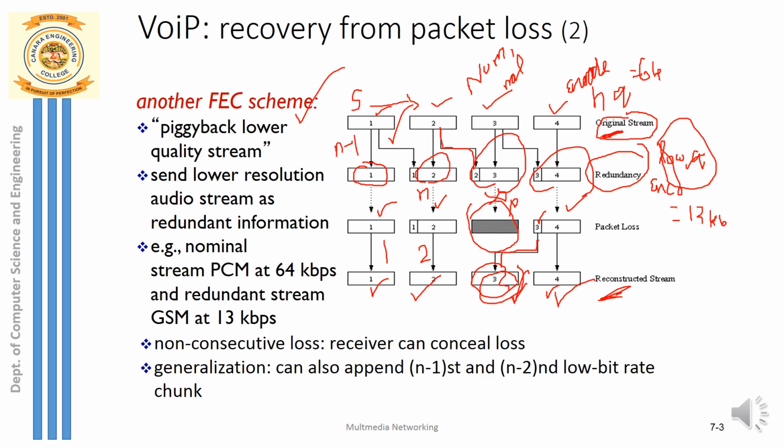This type of recovery from packet loss is used in forward error correction. So we have seen two schemes in forward error correction. One was adding one redundant chunk, n+1, but the second scheme is adding the n-1 chunk from the nominal stream to the low quality encoded stream. So here the loss is recovered with the help of this low quality redundant stream.